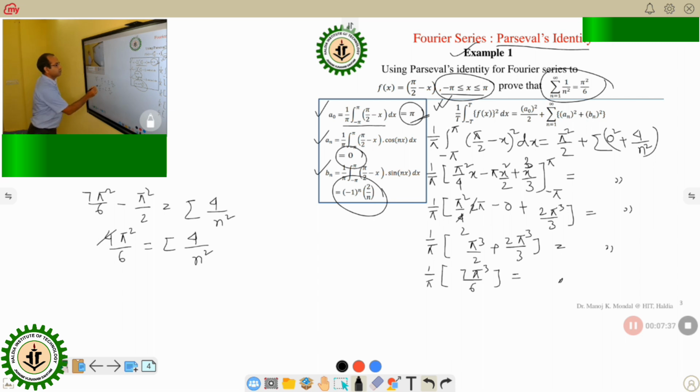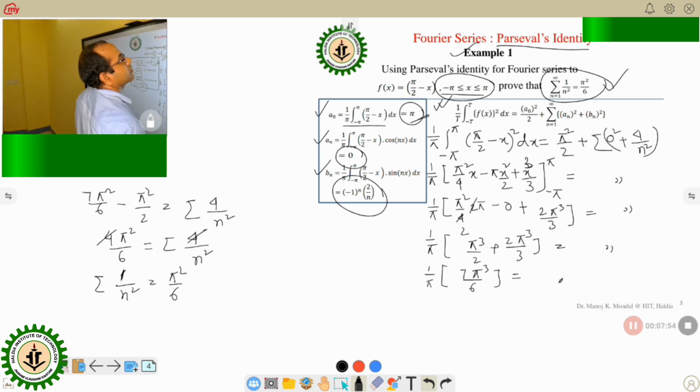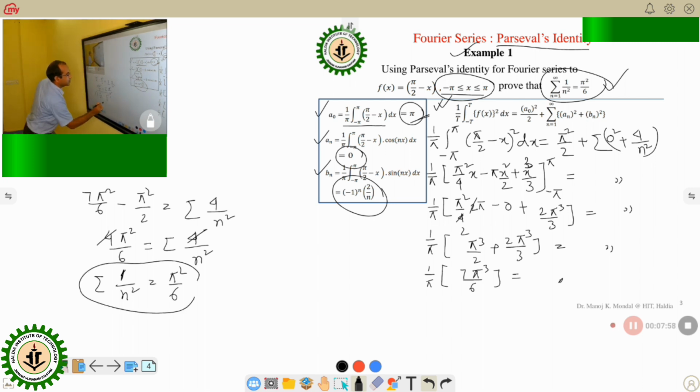And this 4 cancels, and that is summation 1 by n square, that's equal to pi square by 6. So looking upon here, summation 1 by n square equals pi square by 6. This is our result, and this is from the full range Fourier series. We can say that this will be our result. Easily we can prove it.